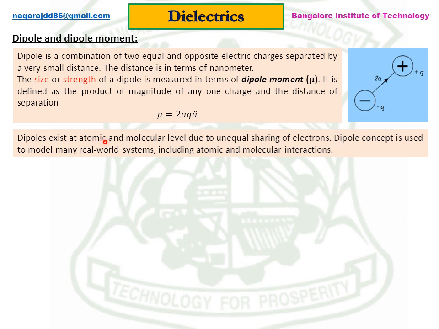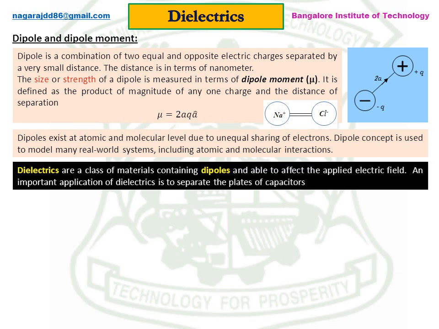A dipole exists at atomic and molecular level due to unequal sharing of electrons. The dipole concept is used to model many real-world systems including atomic and molecular interactions. What is this atomic and molecular level? Let me take one example, that is the example of the sodium chloride molecule. It consists of Na plus, that is the positive charge, and Cl minus, that is the negative charge, separated by a small distance. So it is nothing but a dipole. So this is the dipole at molecular level. Similarly, we can have a dipole at atomic level also.